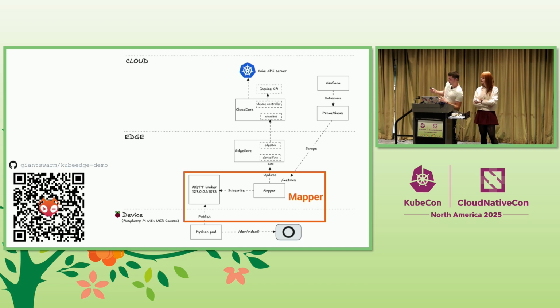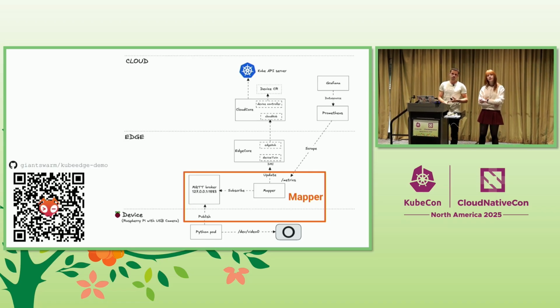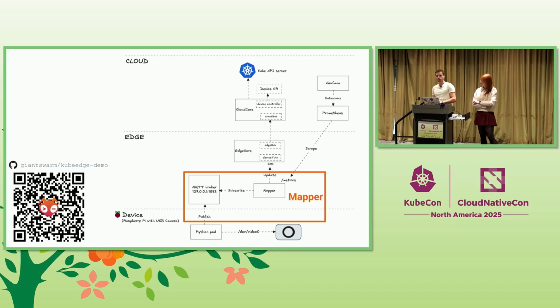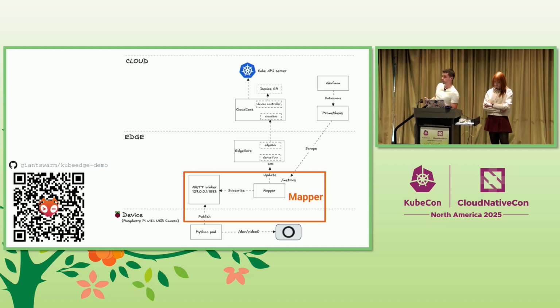And the mapper section here is very simple. So this container, this mapper, subscribes to a specific MQTT topic on the MQTT broker. Whenever the Python app picks up a new raised hand, it will publish a message to the MQTT broker on that specific topic. So the mapper picks it up, updates the device CR in KubeEdge, and exposes that data on a metrics endpoint. That metrics endpoint will be scraped by our Prometheus instance, which will visualize it with Grafana.